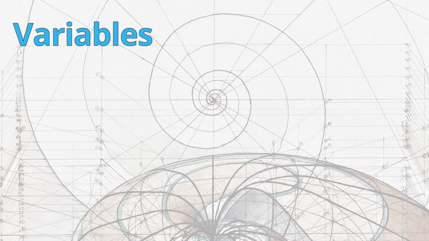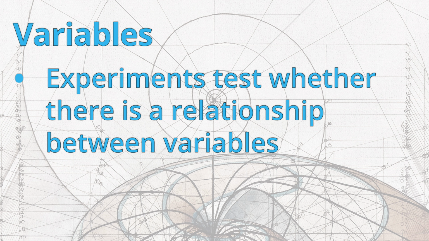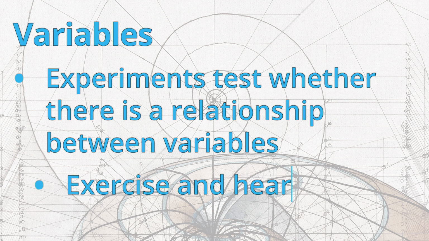When scientists discuss what they're attempting to do in an experiment, they talk a lot about variables. The terminology here can get a little confusing, so let's discuss it. An experiment, at its most basic level, is an attempt to determine whether there's a relationship between two variables in a phenomenon you're interested in. For example, whether exercise decreases the risk of heart disease.